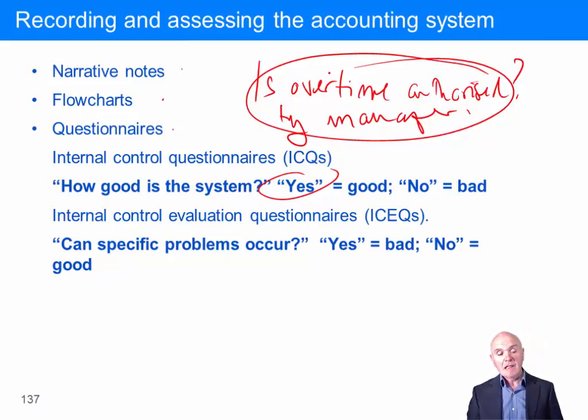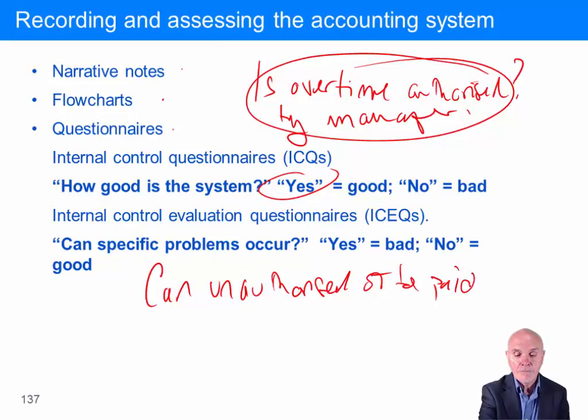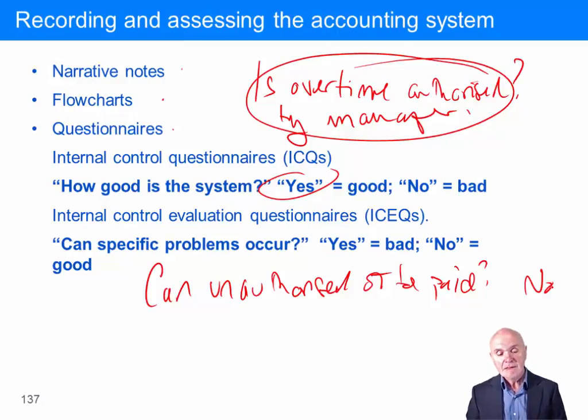Can we turn round a little bit to an internal control evaluation questionnaire, which would be more like, can unauthorized overtime be paid? There you want the answer no. But it's not quite telling us why it's not paid. It could be because everything's authorized, but we could have got the answer no simply because they never pay any overtime at any time at all. Authorization is kind of irrelevant.